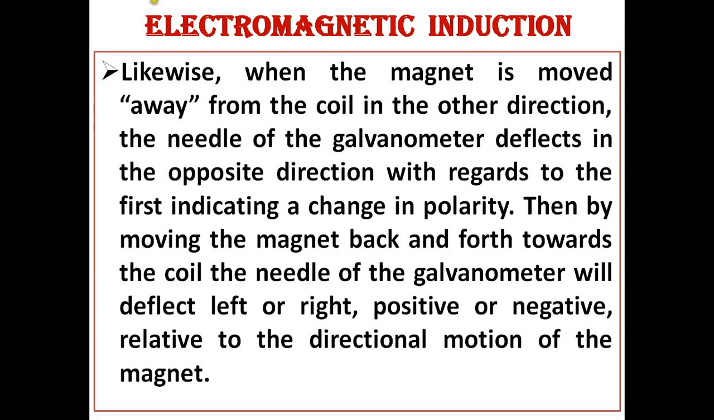Then by moving the magnet back and forth towards the coil, the needle of the galvanometer will deflect left or right, and this is positive or negative relative to the directional motion of the magnet. So this is about the magnetic movement in the coil.